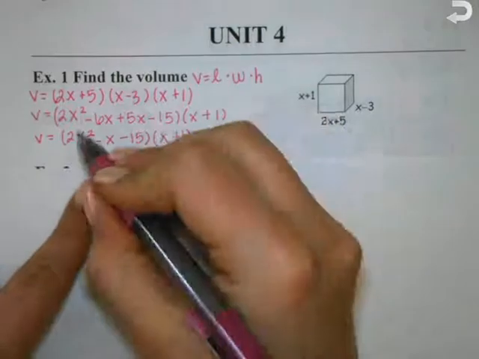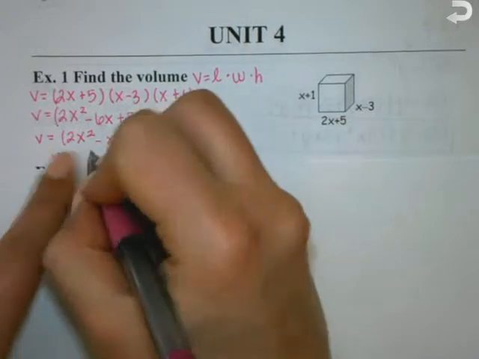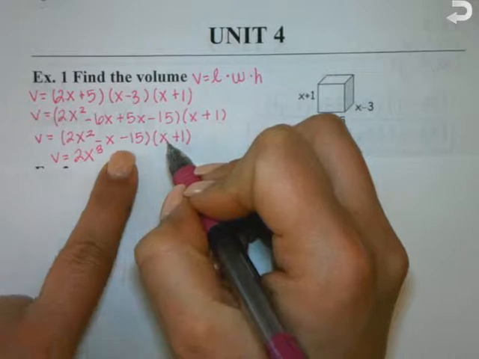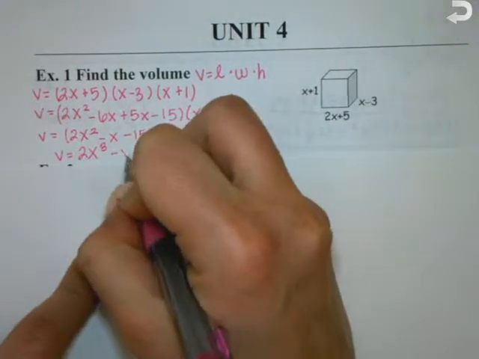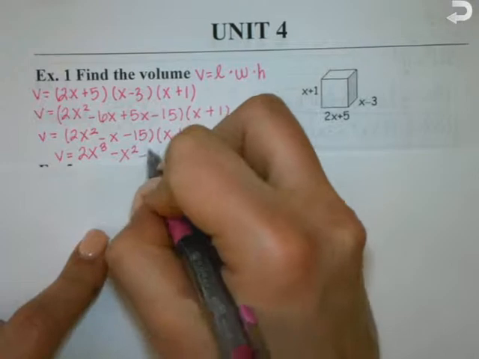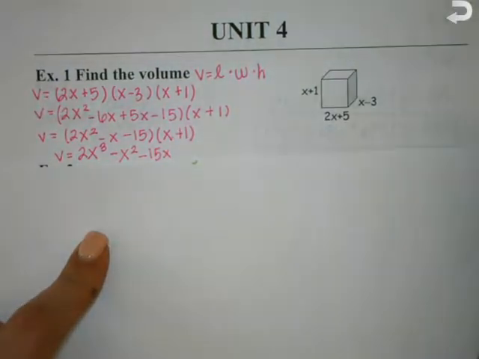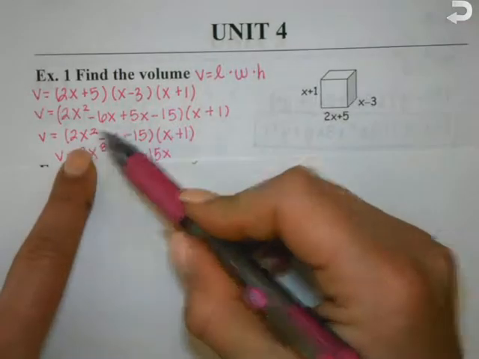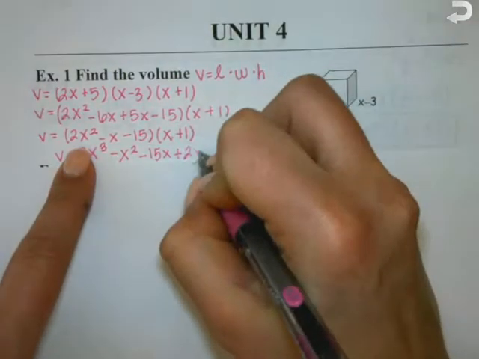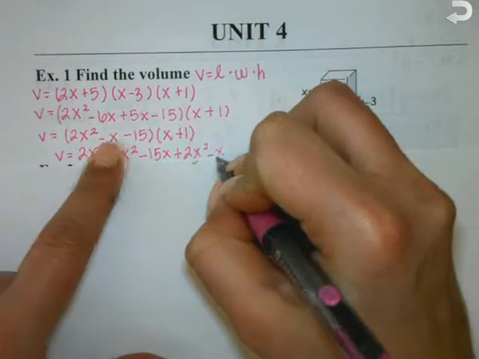So your volume is going to be x times 2x squared. That's 2x to the third. Negative x times x is minus x squared. And x times negative 15 is minus 15x. And then you're going to multiply all of that again by positive 1. So that's going to be plus 2x squared minus x minus 15.